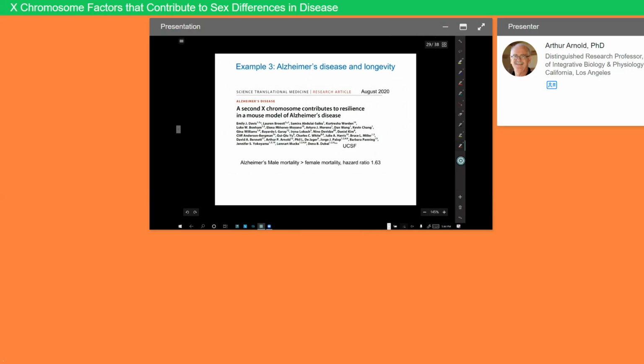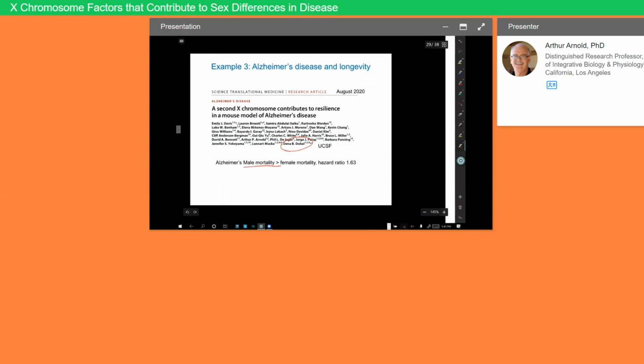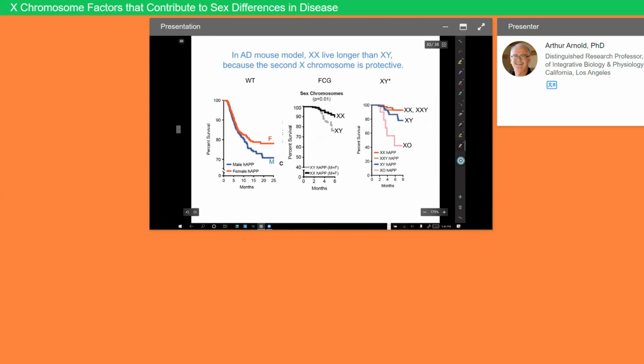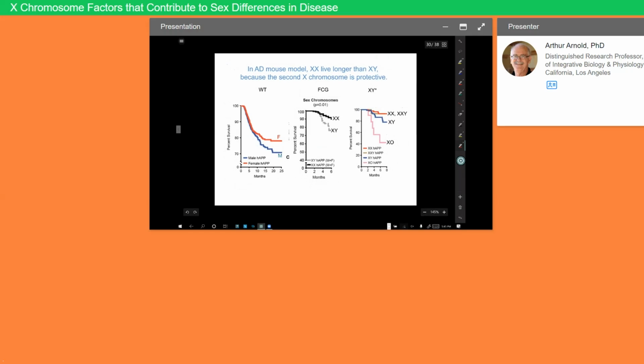A third example of this kind of approach was done in the laboratory of Dena Dubal at UCSF, investigating Alzheimer's disease. So in Alzheimer's disease, the male mortality is greater than the female mortality in human populations. And this lab uses a model of Alzheimer's in which a humanized amyloid precursor protein is inserted into the genome of the mouse. And in wild-type mice, you can see on the left side here that if you're comparing two animals that have the humanized gene inserted into their genome, this kills the animals prematurely, and the females survive better than the males in wild-type animals, XX females versus XY males.